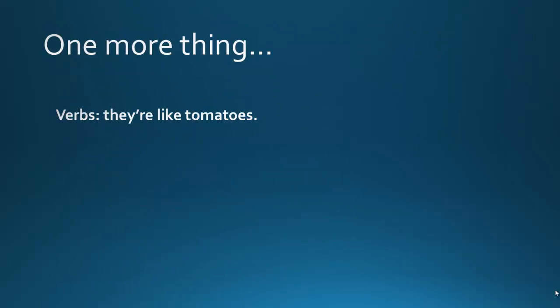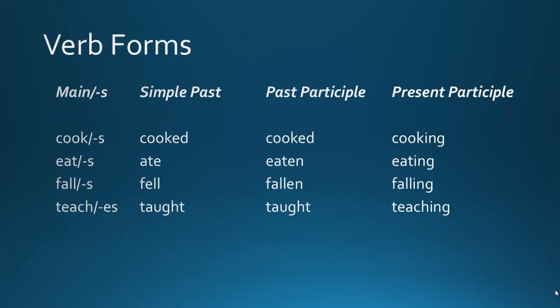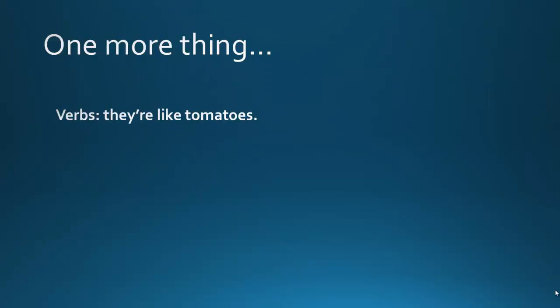Okay, so we've talked about using verbs in a lot of different ways. They're kind of like tomatoes. I have a feeling I didn't add the next slide that I was going to. Right. They're like tomatoes in that you can use them in a bunch of different ways. We're growing tomatoes right now.